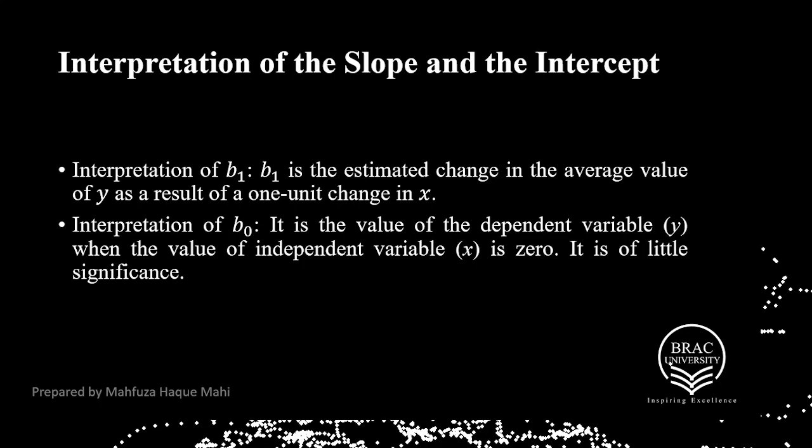Interpretation of b0, which is the intercept: it is the value of the dependent variable when the value of the independent variable is 0. It is of little significance, but the interpretation of beta 1 is of more significance.